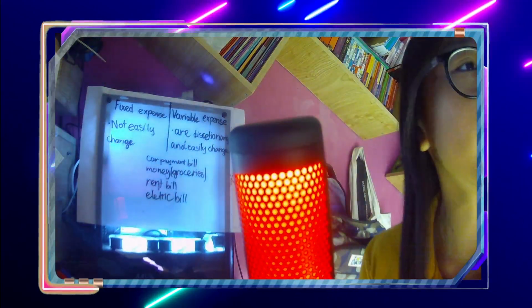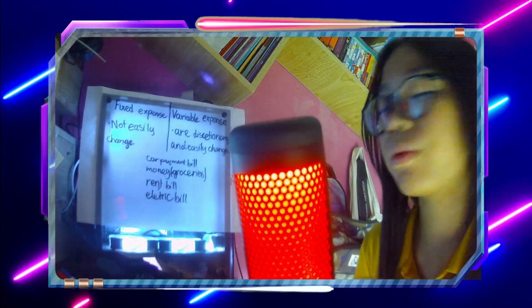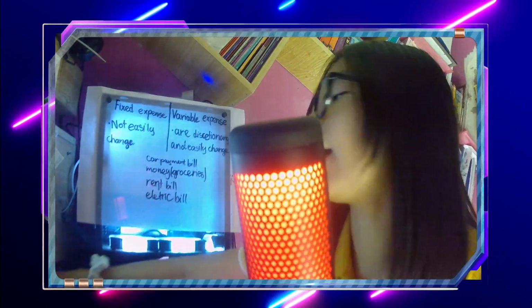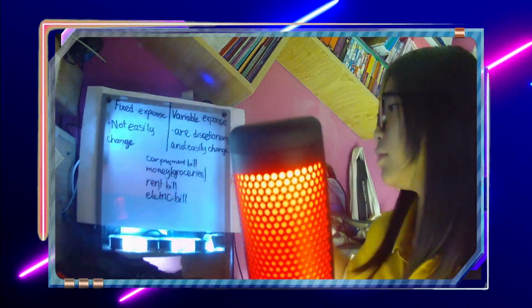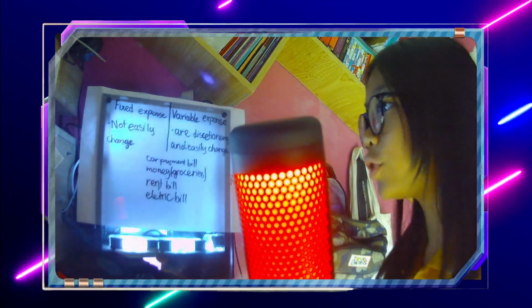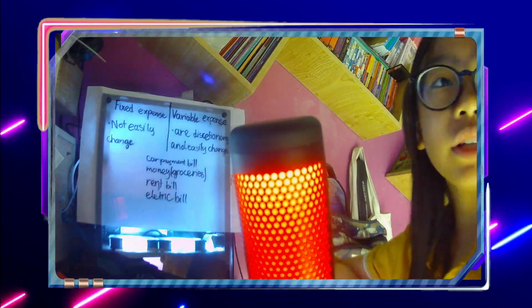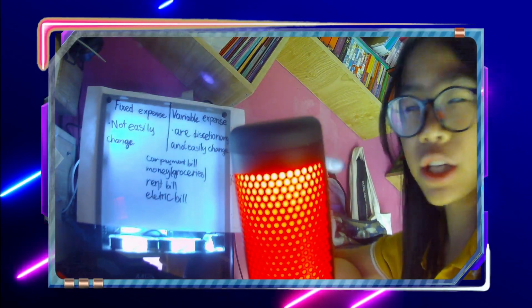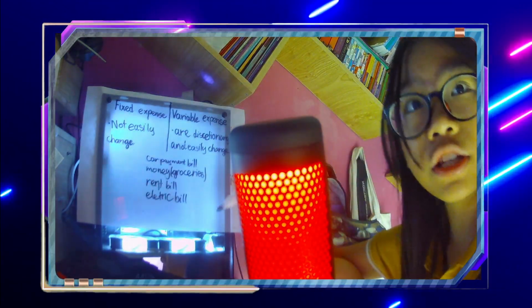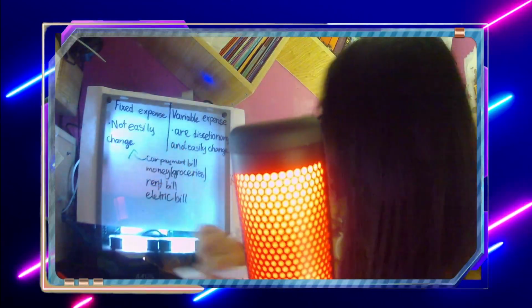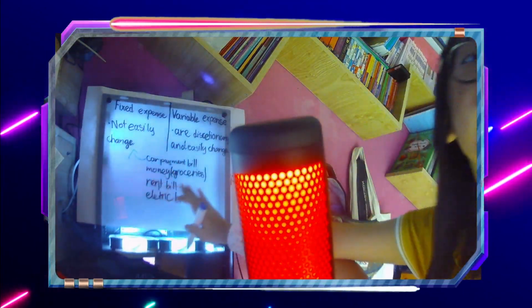So these are some examples that we have to sort into fixed expenses and variable expenses. Let's try with my blue pen. Car payment bill cannot be easily changed because the amount of money you pay for your car payment is the same. It is not easily changed, and if you do, it will take a really hard process because you would have to buy another car, so it belongs in the fixed expenses. How about the money spent on groceries?